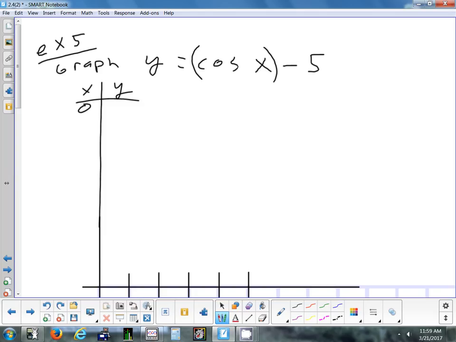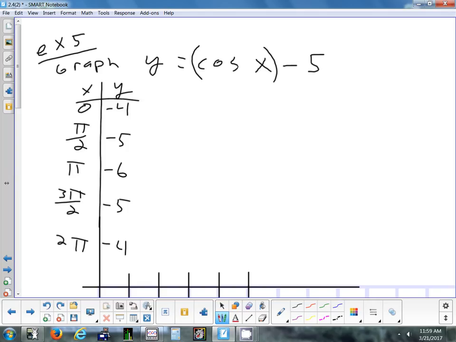And can you tell me what my x's are? 0, pi over 2, pi, 3 pi over 2, 2 pi. And now we're going to take all the original y values. And Trevor, what am I going to do to all my original values? Subtract 5. Yeah, I'm going to subtract 5. Right, so Devin, did you get the y values once you subtract 5? -4, -5, -6, -5, -4. Yeah. Any questions on how to get those values? Those are correct.